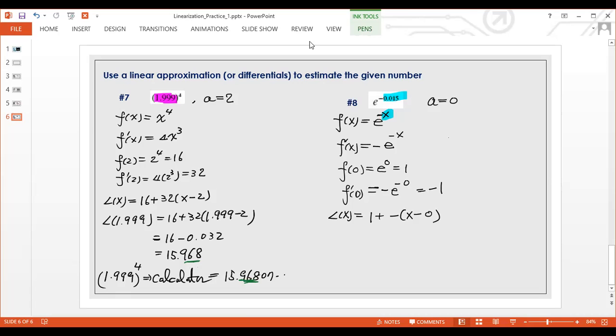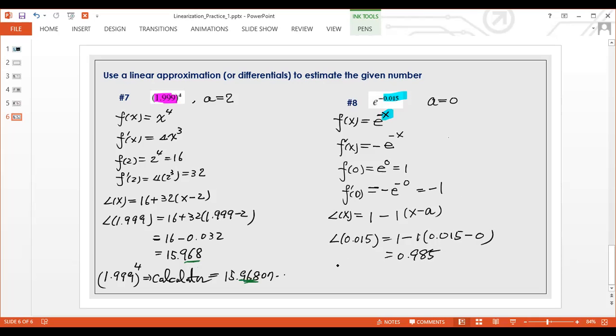Okay, so now my linear approximation will be 1 minus 1 times x minus 0 here. Okay, so now for 0.015, it will just be 1 minus 1 times 0.015 minus 0, right? So it's 0.985.